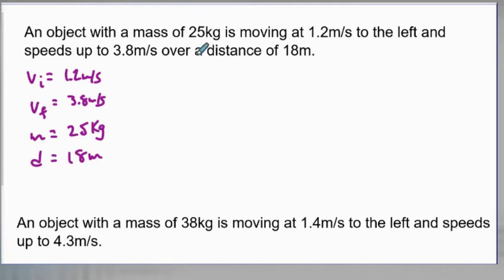So what do we know? We know that our work is our force times our distance. And we have our distance, but we don't have our force. We know that our force is mass times acceleration. So the last equation we came up with was the work equals m times a times d. But we don't know our acceleration.